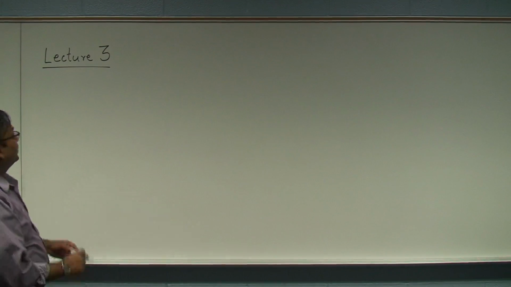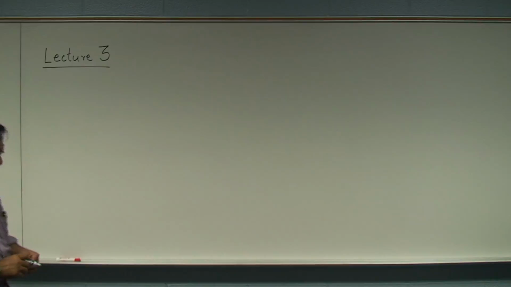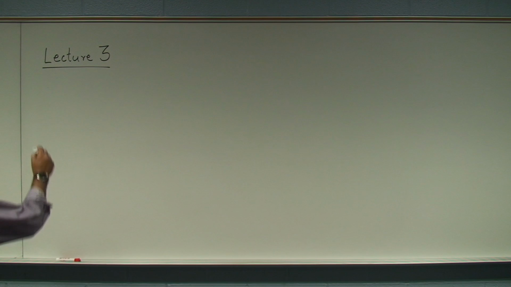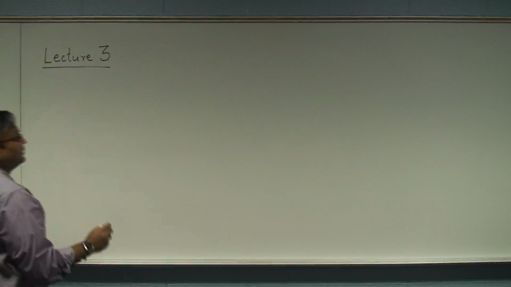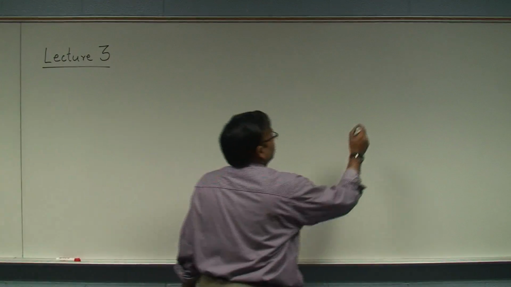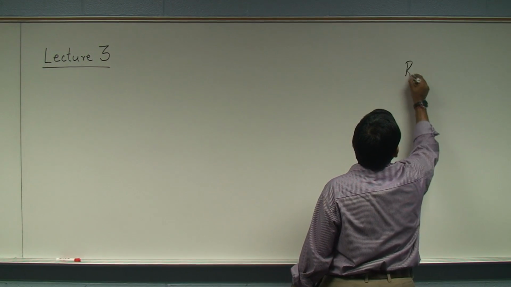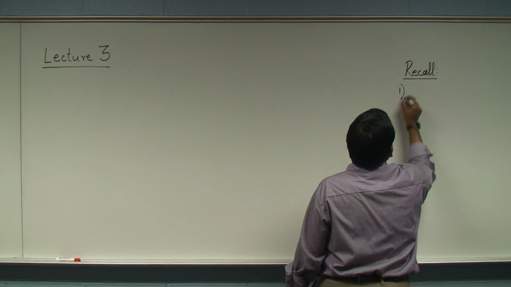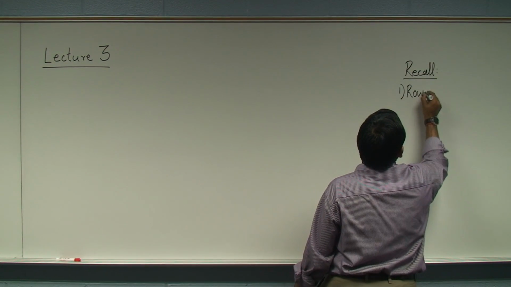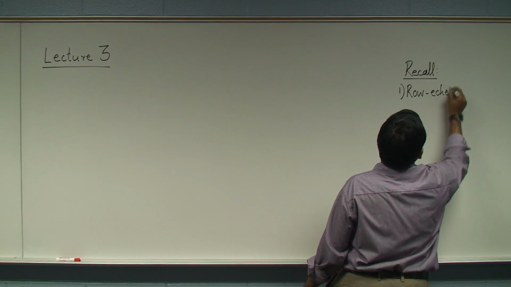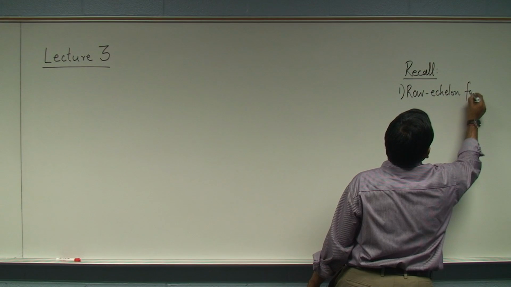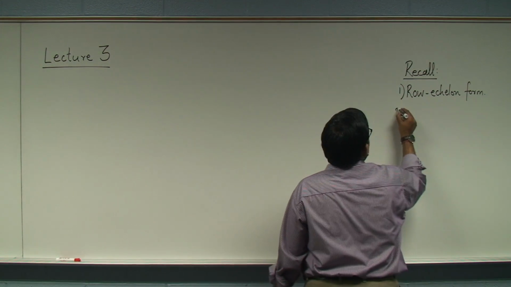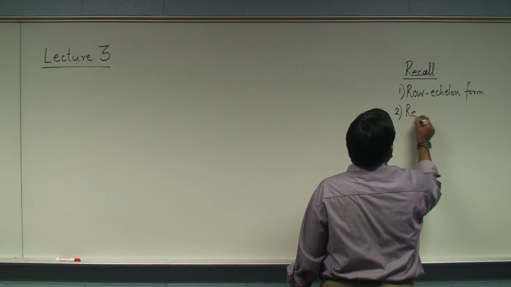Okay, so today we are going to have the third lecture where we will continue from the things that we had seen before. So let me first recall the stuff that we had seen last time. We had talked about two things, namely the row echelon form and the reduced row echelon form.